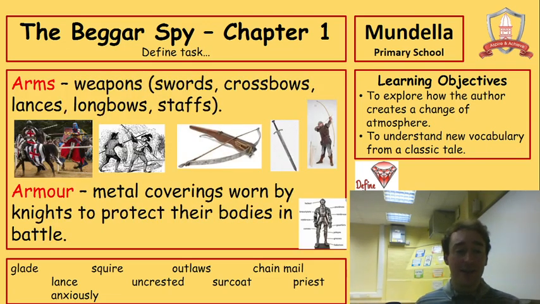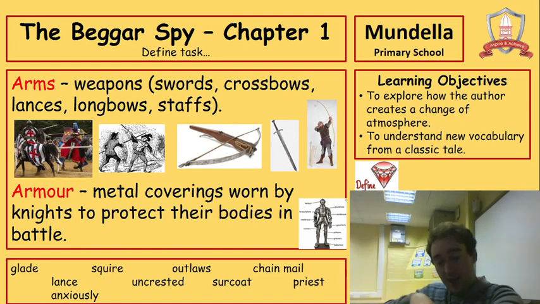Okay, here are my definitions. If you look at the pictures here, the top 5 pictures all show arms. Arms are weapons. So we've got sword, we've got a crossbow, and funnily enough, a crossbow is just like a bow, but you hold it to the side and you usually balance it on something. And you pull a string back, and then when you press the trigger, it lets go of the arrow and then it shoots.